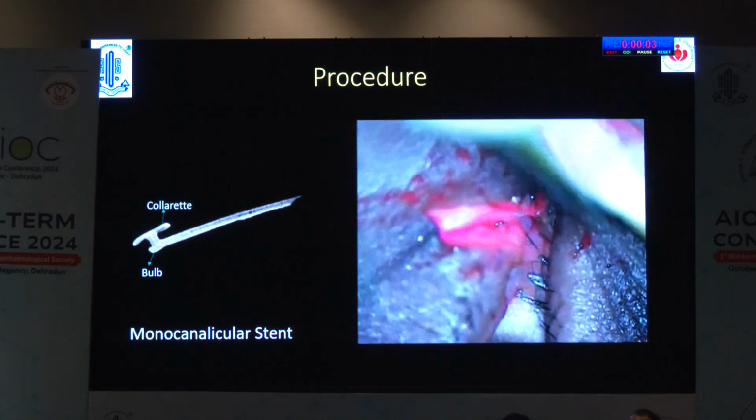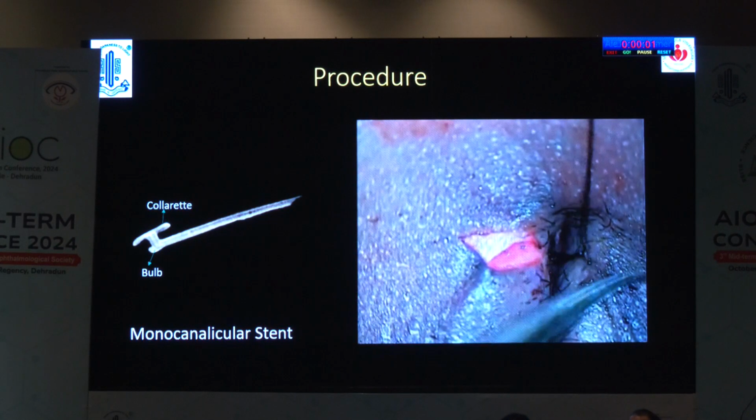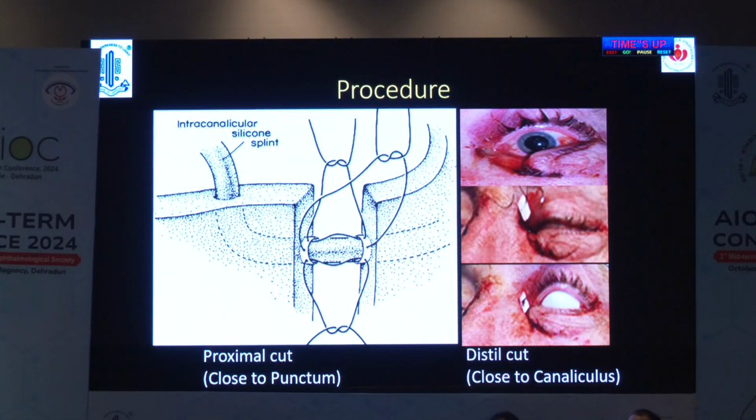Okay, once it passes, the next step is to put the sutures. When your cut end is towards the punctum, it is very easy to suture. That is, you have to suture it like any other marginal lid tear.